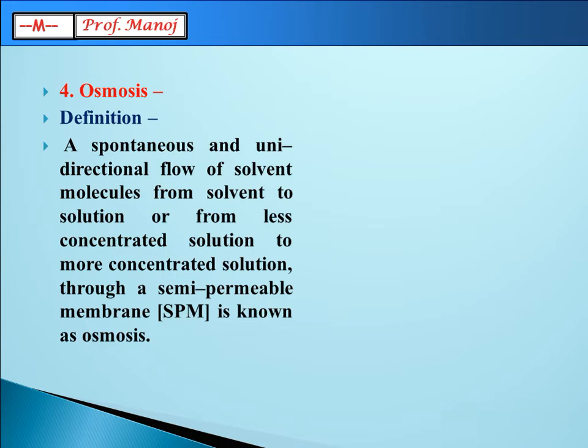Let us understand definition which has 3 to 4 points in it. First, it is a spontaneous process. It is a unidirectional flow. The flow happens of solvent molecules, and the flow happens from solvent to solution or dilute to concentrated. Important thing is osmosis takes place through only semi-permeable membrane.